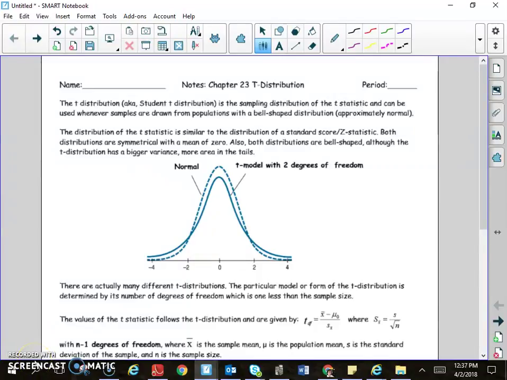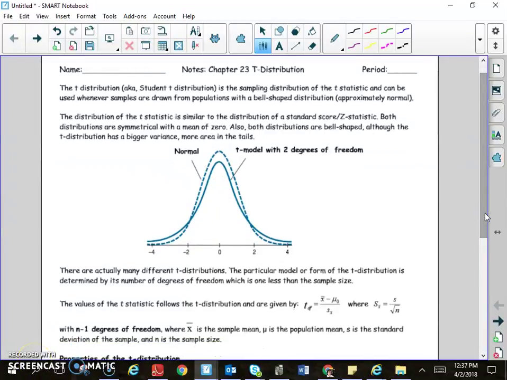Notes for chapter 23 over t-distributions. Got your 84s, got the notes. Make sure you have the recipe for success, just like I made it for you for the other chapters.